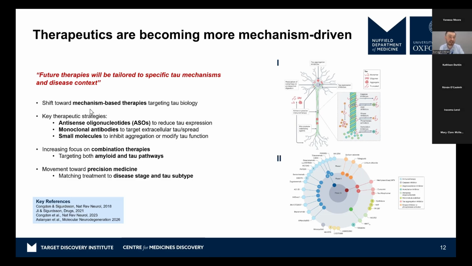This is particularly apparent, obviously, in Alzheimer's disease, where these two proteins and pathologies interact. Overall, the field is moving towards a more personalized approach where therapies are matched to specific tau mechanisms, as well as the different types, stage and subtype of disease.